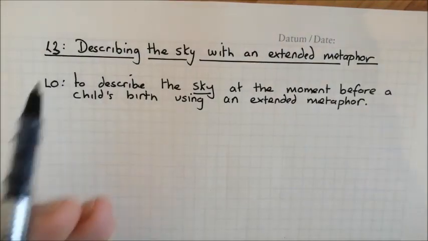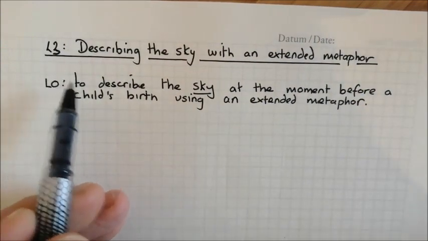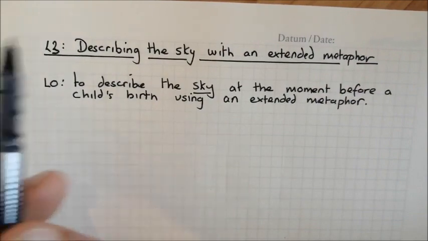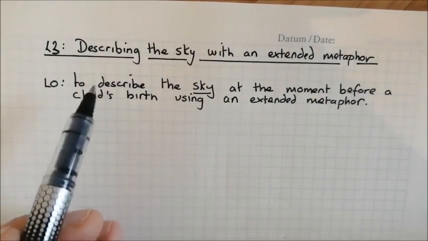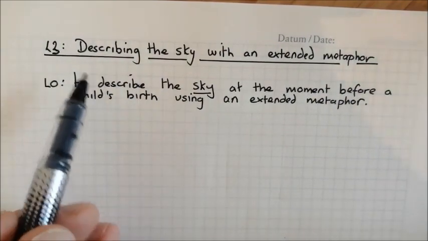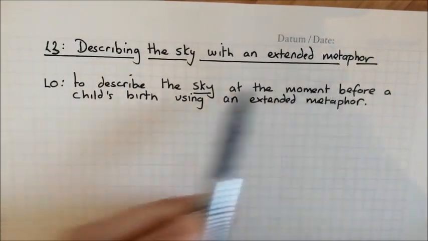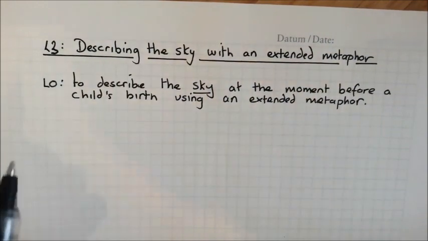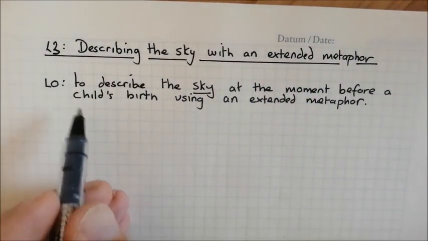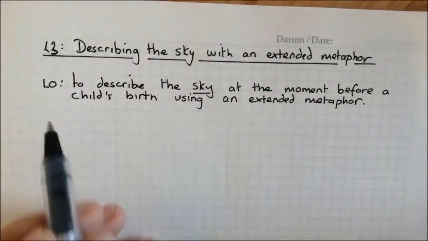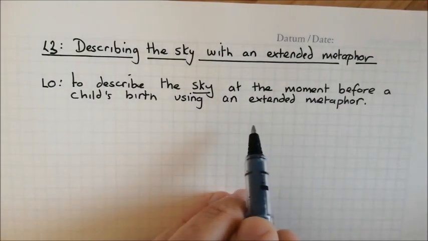Hi, so welcome to lesson 3 of Unseen Poetry, and today we're going to move from unseen poetry, using the poem that we studied this week, You Being Born, to move into creative writing. So our title for today is Describing the Sky with an Extended Metaphor. Underline it, set your page up, make sure you've got your learning objective down, and our learning objective is to describe the sky at the moment before a child's birth using an extended metaphor.